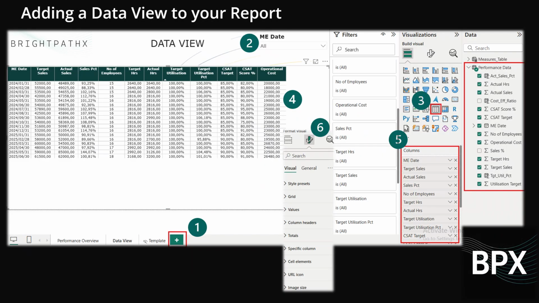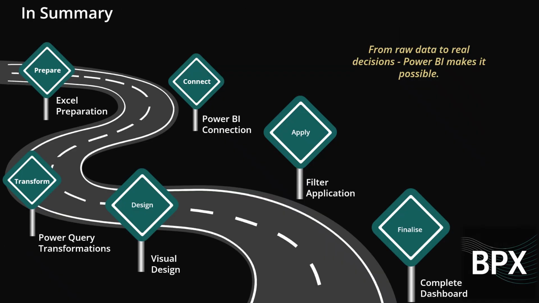To add a data view to your report, start by creating a new page using the plus button. Select a table or matrix visual from the Visualizations pane, then drag relevant fields such as sales, utilization, or employee count into the view. Customize columns to display key metrics and apply filters to focus the data. This structured view complements your visuals by providing detailed, tabular insights that support deeper analysis.